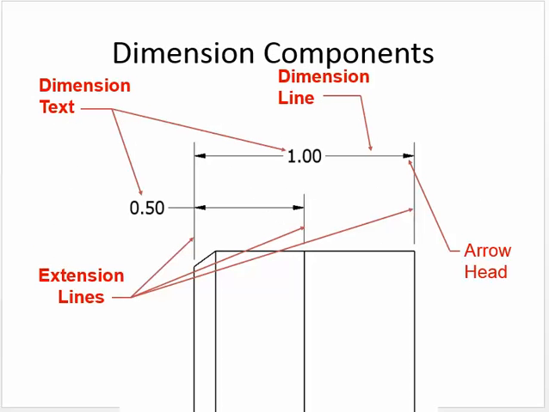Okay, some different dimension components. We have dimension text, dimension lines, arrowheads, and extension lines. Dimension text is the stuff that we're actually putting in there. This is what we call a dimension line. An arrowhead has to be at the end of every one of those. And then we have these extension lines. Extension lines are lines that come from the drawing so that we can create a dimension to it.